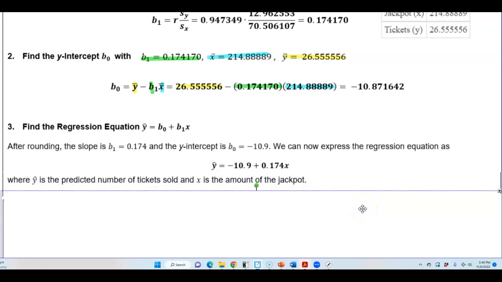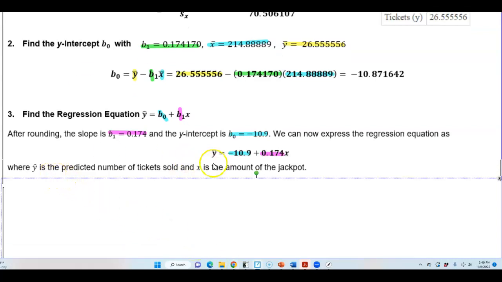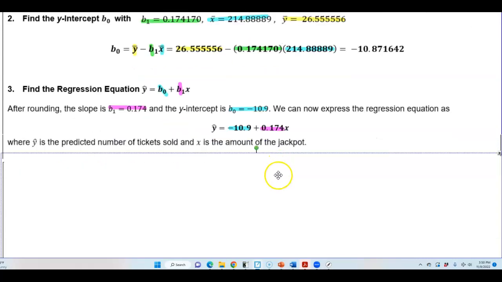So y is now going to equal the y-intercept of negative 10.9 plus the slope, which is 0.174 times x, where y represents the predicted number of tickets sold and x is the amount of the jackpot.